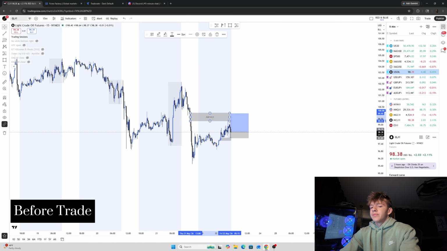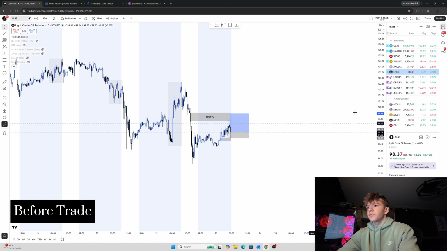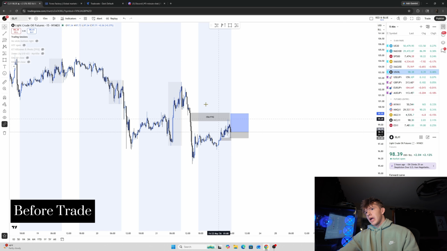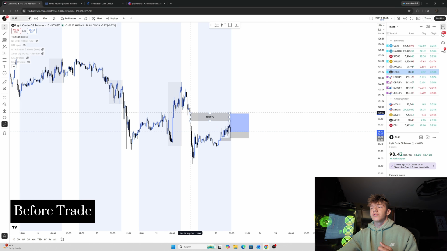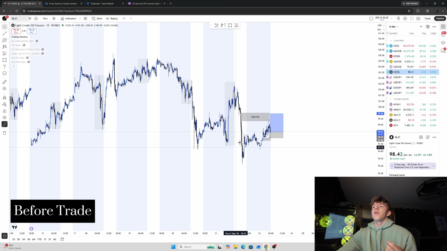Did that get mitigated? Yes, it did. So from there, price coming up and mitigating that 15-minute fair value gap, filling that imbalance and the majority of all of this imbalance here to the left, tapping into that 15-minute fair value gap and respecting that, that is a sign for me of, okay, well, price is bearish.